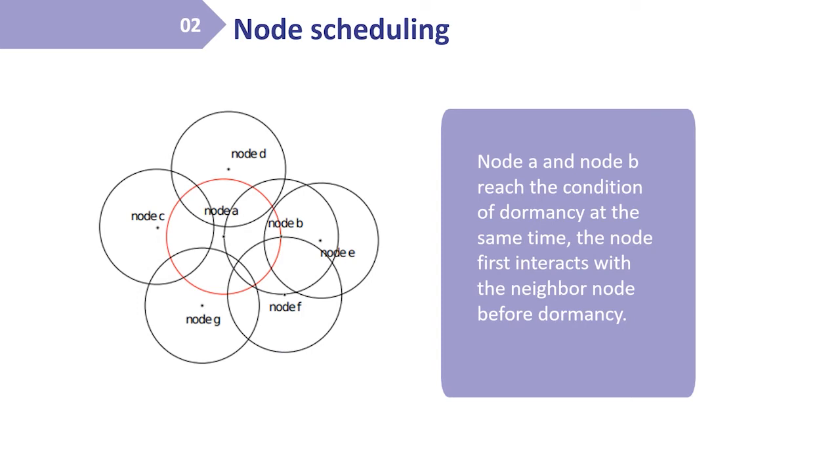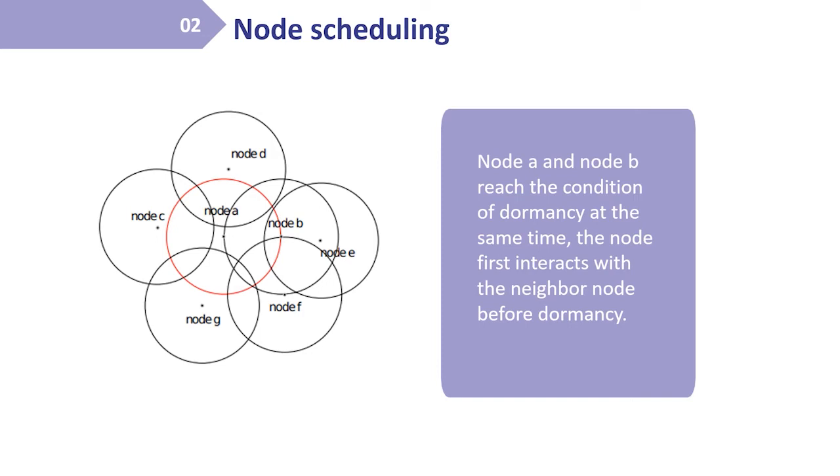Next, the scheduling mode of nodes in a round is introduced. If the node that meets the sleep condition directly enters the sleep state after judging the coverage, the network may have a momentary blind area due to insufficient coverage. As shown in the left figure, node A and node B reach the sleep state at the same time.